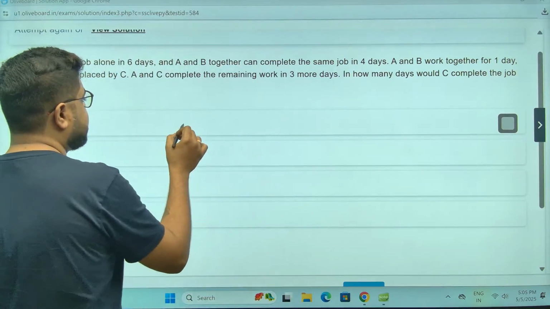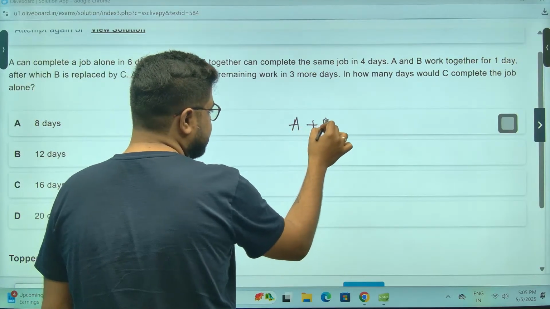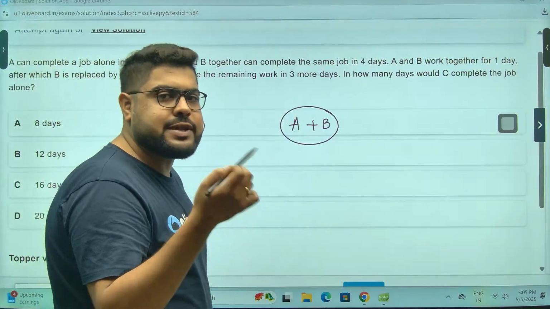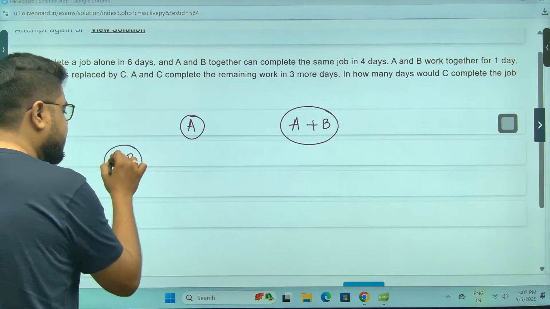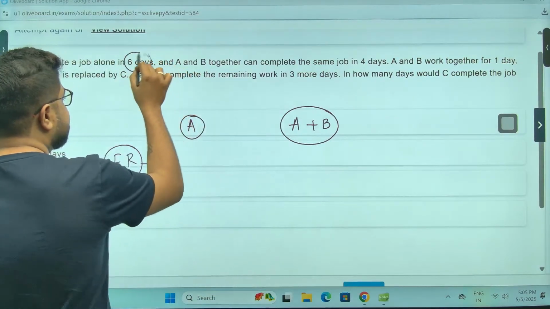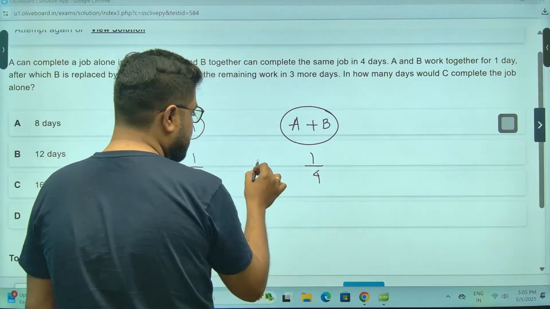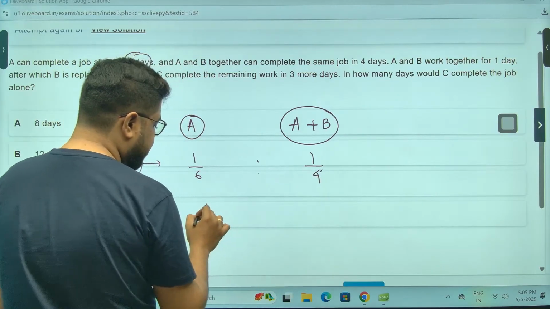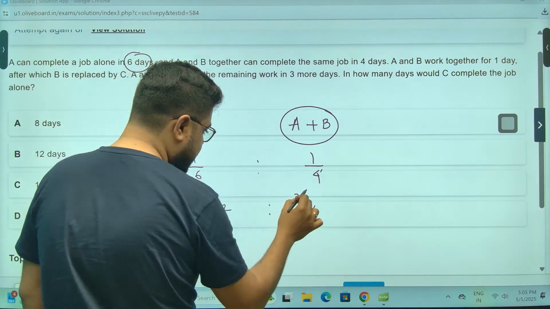Sir, first things first. A is here. Another situation, A plus B. First, let's do this. 1 by time ratio is efficiency ratio, so we'll figure out efficiency ratios directly, then we'll figure out the LCM, the total work and everything. 6 days will be 1 by 6 and 4 days will be 1 by 4. So this is the ratio, directly 4 ratio 6, that means 2 ratio 3.